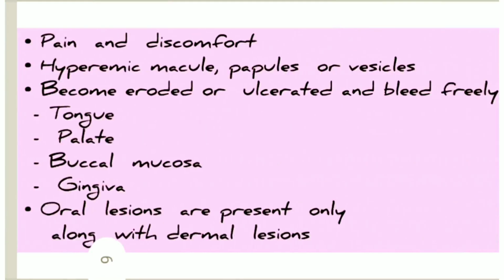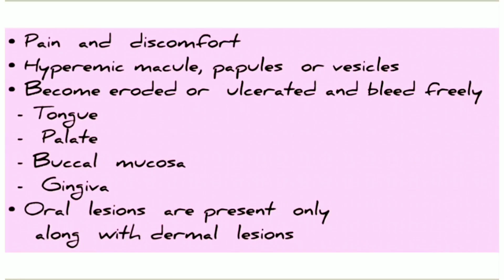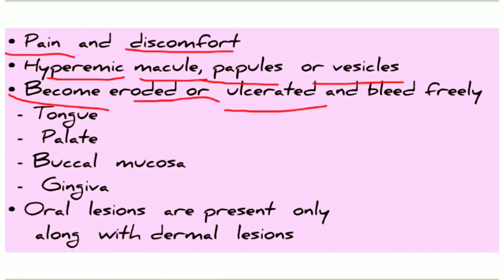So next, moving forward to oral manifestation. Which are the oral manifestations that we can see in this erythema multiforme? So there will be pain and discomfort of the oral mucous membrane, and hyperemic macules, papules and vesicles are seen. So I have already told you it can occur in any form, macules, papules or vesicles, and they are usually hyperemic. Now it can become eroded or ulcerated or can bleed freely.